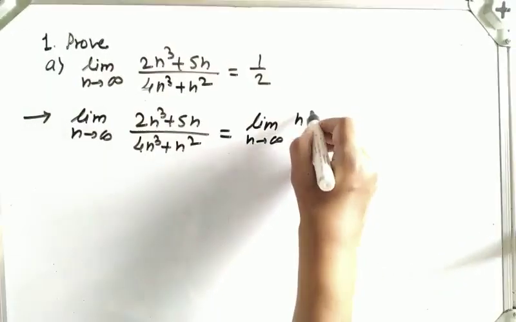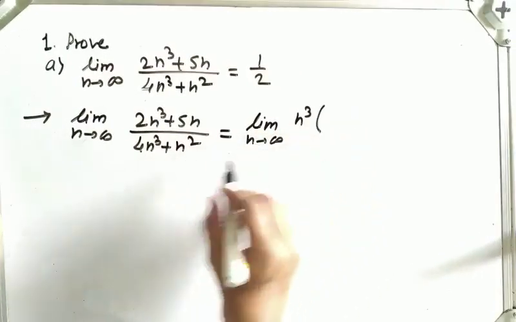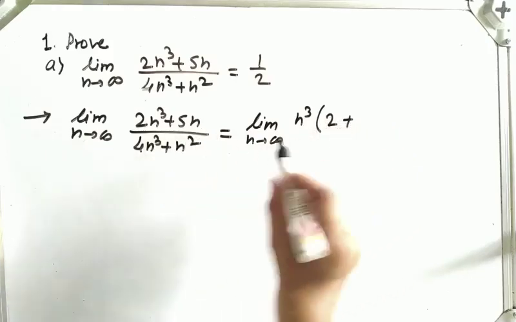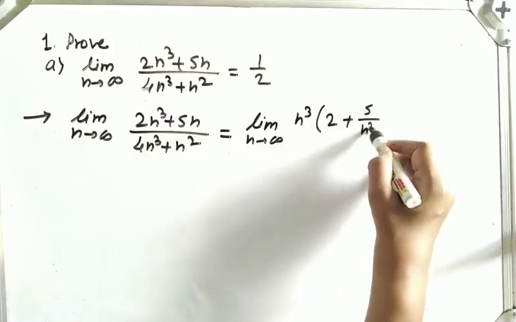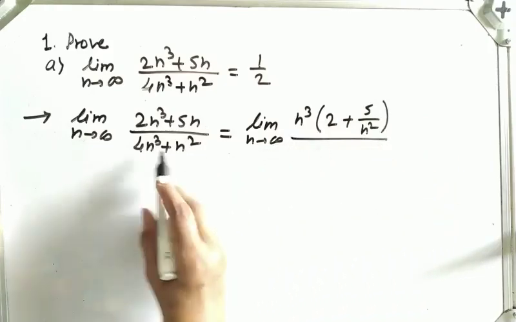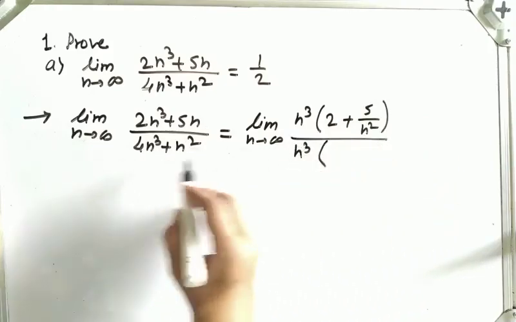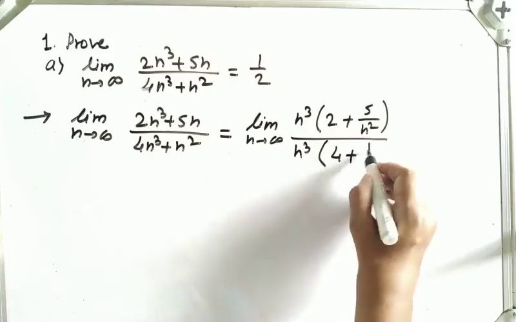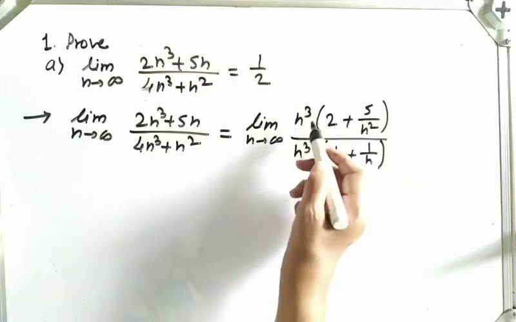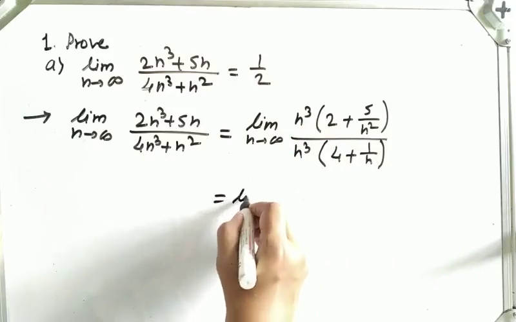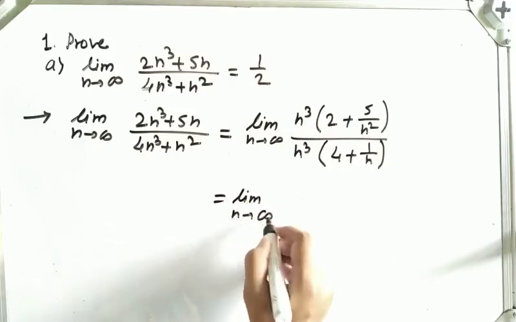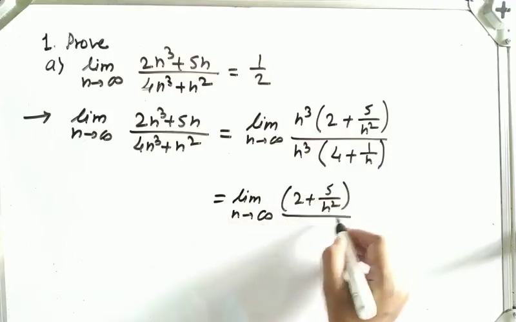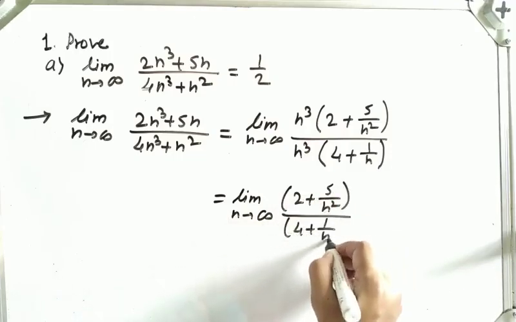From the numerator we will take n cube common, so it will be 2 plus 5n upon n cube, that will be 5 upon n square. Upon, from the denominator take n cube common, so here will be 4 plus n square upon n cube, that will be 1 upon n. So n cube will get cancelled, which is equal to limit n tends to infinity (2 plus 5 upon n square) upon (4 plus 1 upon n).